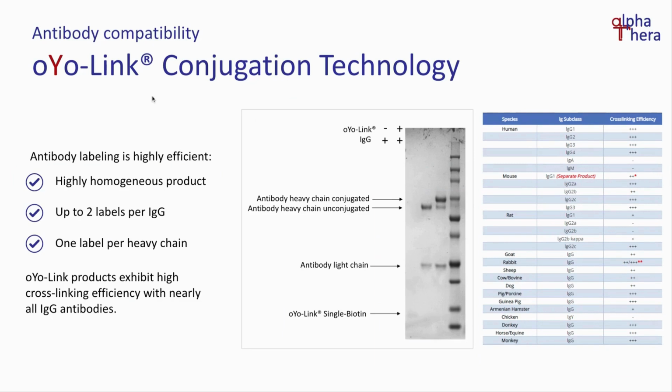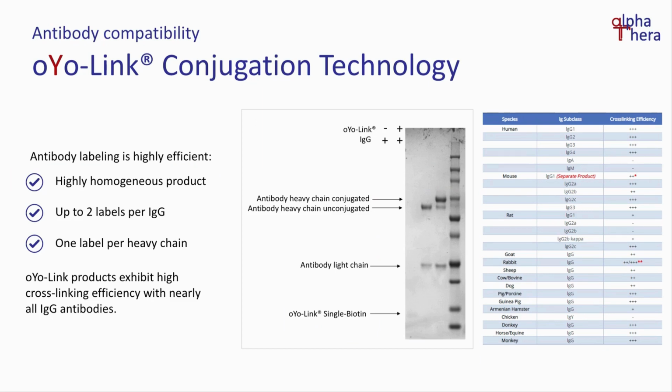A nice benefit of using oYo-Link products is that since they are composed of a small protein, it is very easy to confirm whether antibody labeling has been successful. Simply run an SDS-PAGE. Even the efficiency of the conjugation can be assessed.